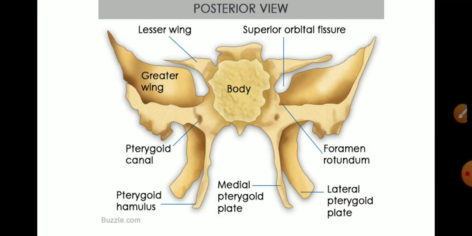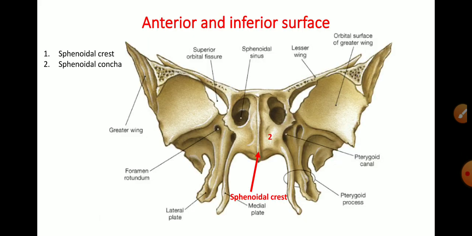Now coming to the posterior surface, it is rough and articulates with the basilar part of the occipital bone. Now the anterior and the inferior surface. In the anterior surface, in the midline, there is a triangular crest and that is known as a sphenoidal crest. Sphenoidal crest articulates with the upper part of the posterior border of perpendicular plate of ethmoid bone.